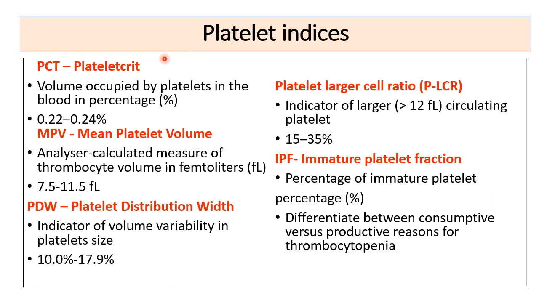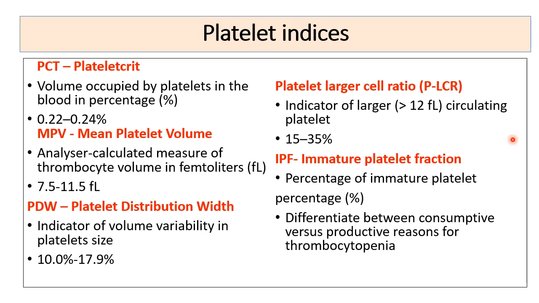And platelet indices, which are also given by the automated analyzers these days, give a clue towards the platelet function. The indices that are given are plateletcrit, mean platelet volume, platelet distribution width, platelet larger cell ratio, and the immature platelet fraction. Now this IPF is coming up a lot, which helps to determine the immature platelet percentage, and it helps to differentiate between consumptive versus productive reasons of thrombocytopenia.